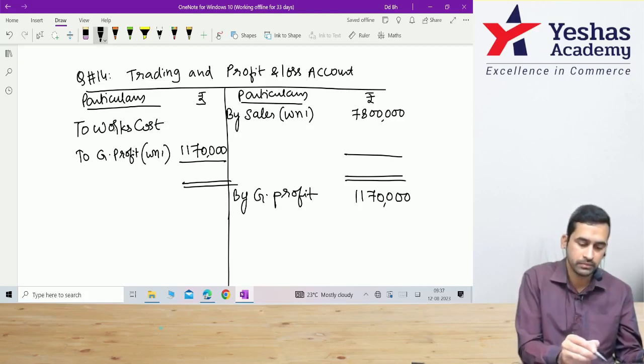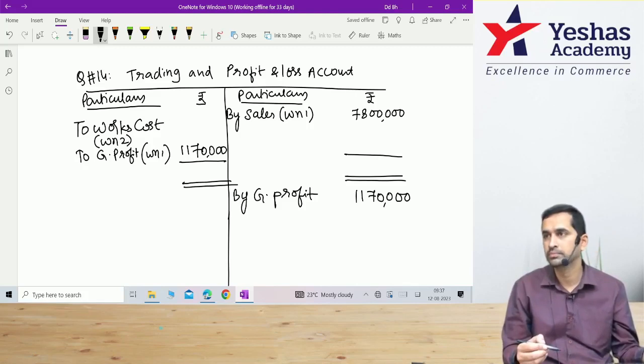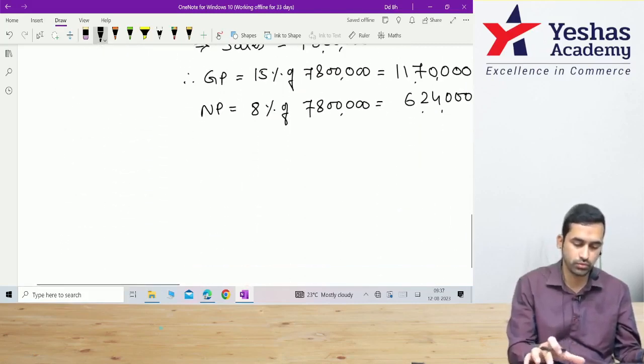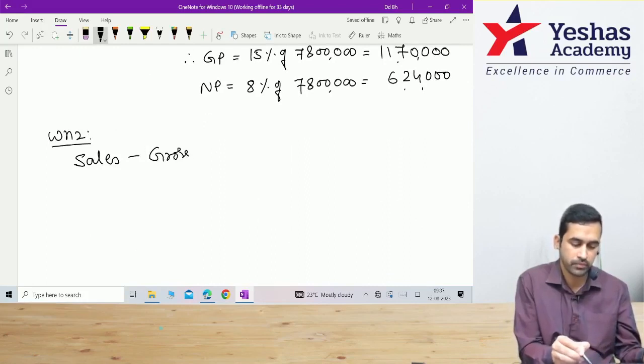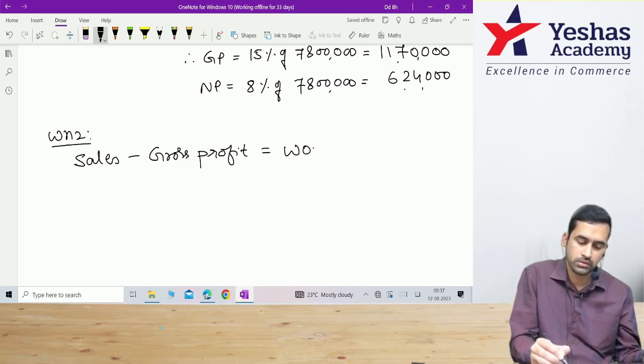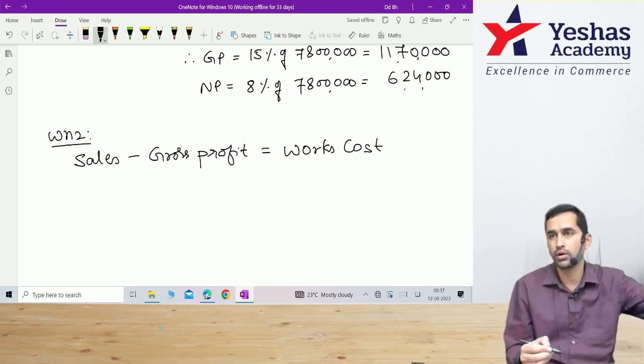In bracket, working note number 2. Yes, let's do working note 2. Sales minus gross profit is equal to works cost.